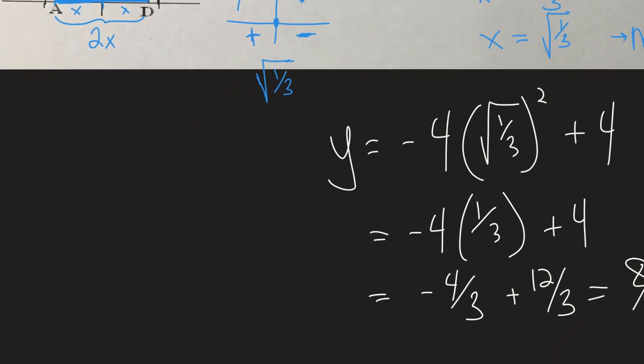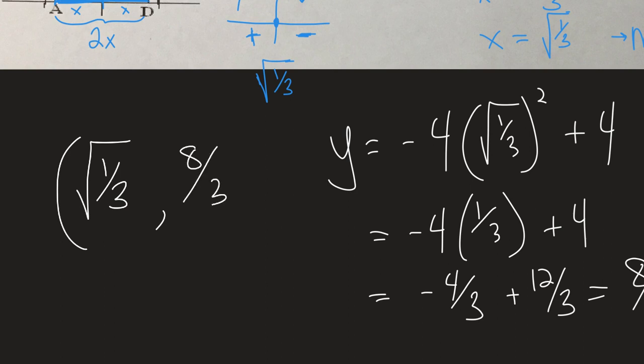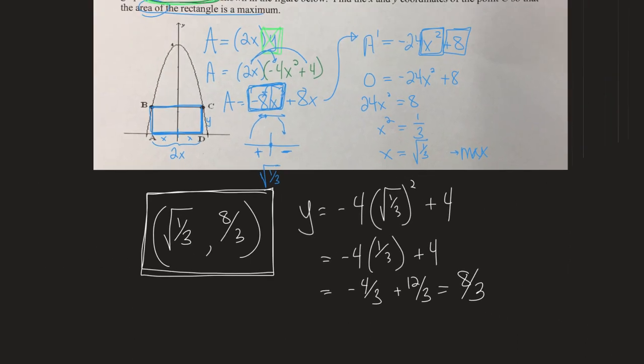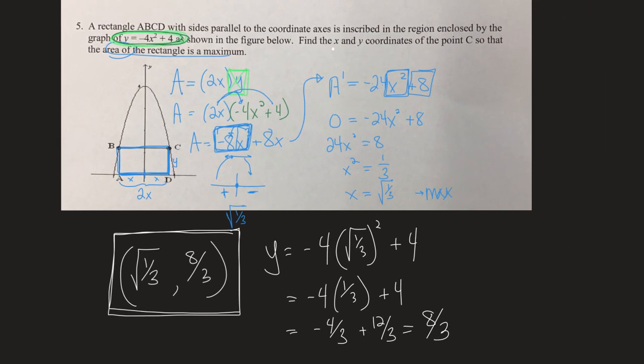Okay, so to answer the question, the coordinate that will maximize our area is root 1/3 and 8/3. So this is the point that will maximize our area. Now, if we cared what that area was, you could plug that into your formula and figure it out. But we just find the x and y coordinates so that it is a maximum.